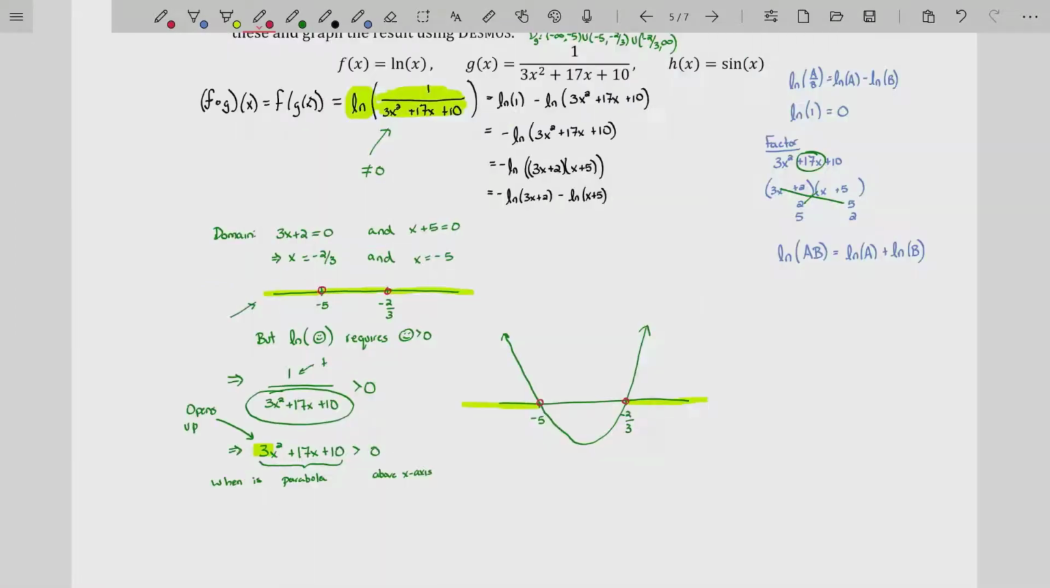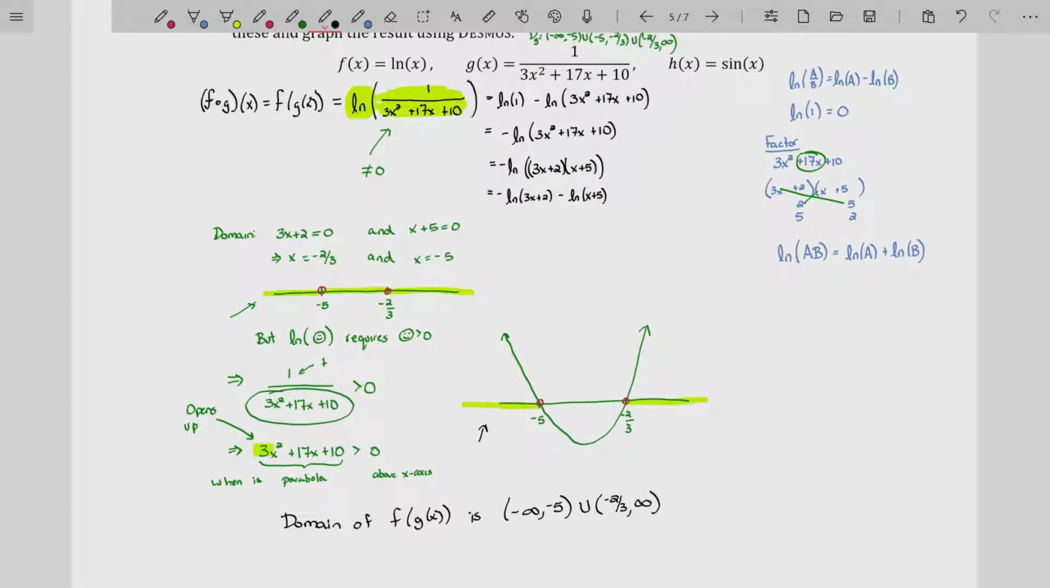So the true domain of f of g of x is negative infinity, that highlighted region right here, all the way up to -5, not including -5, gluing onto that via union, -2/3, all the way to positive infinity.